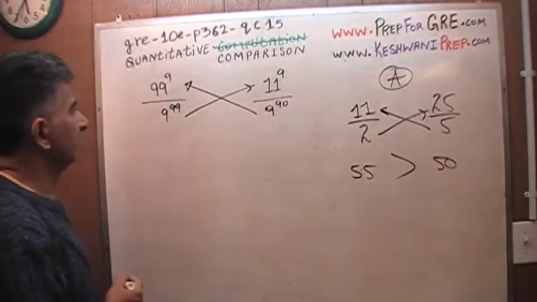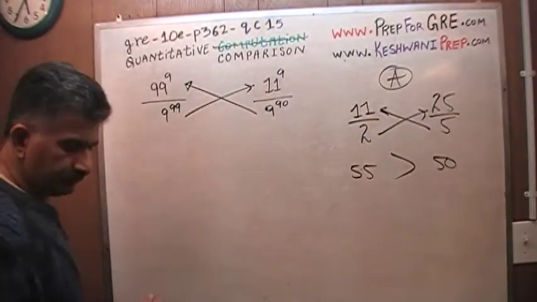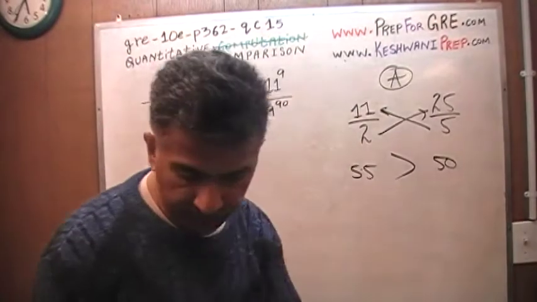We can cross multiply here. So let's do that. Let's cross multiply and see what we get here.